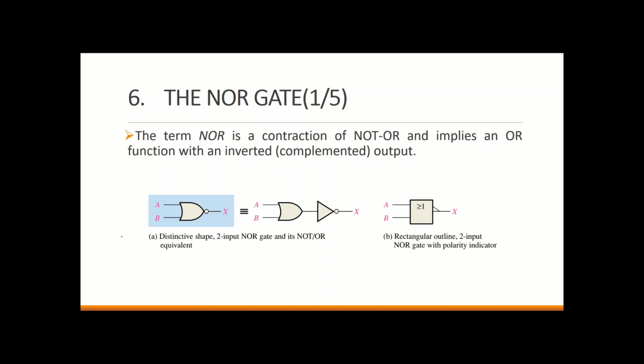We have a NOR gate, which is actually a contraction of not or, a negated OR gate. So it's an OR gate with a negation at the output. Or you can provide it with the rectangle outline, just a rectangle with greater than or equal to 1 and a rectangle at the output. All right.